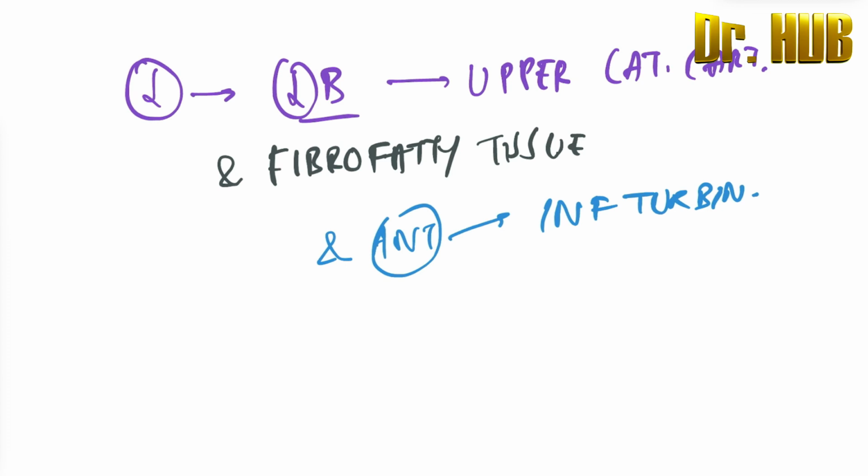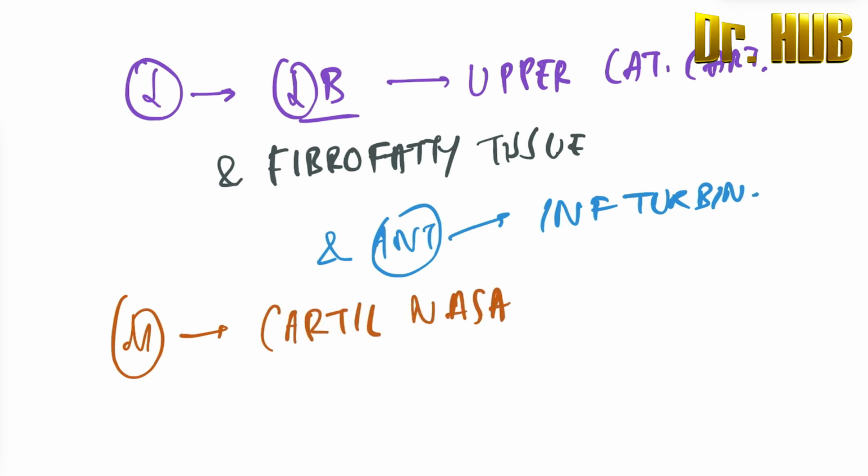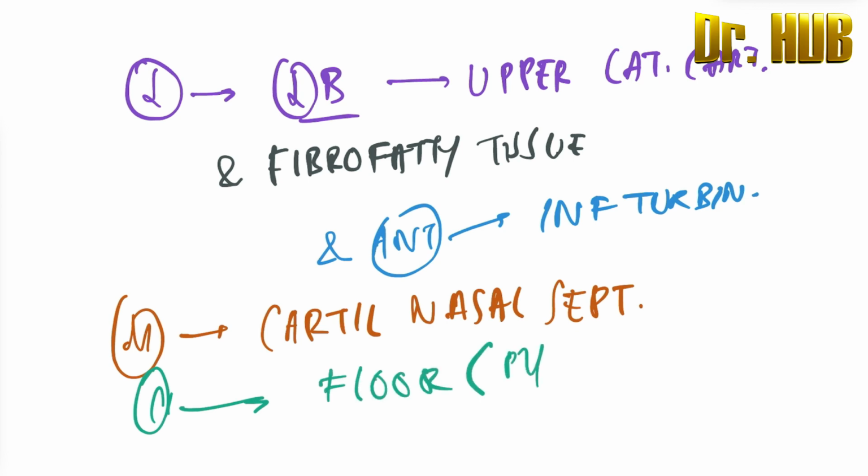inferior turbinate. Now medially it includes the cartilaginous nasal septum. And what is included caudally? Caudally it includes the floor, the floor of the pyriform aperture. So medially it was the cartilaginous nasal septum, and caudally it will be the floor of the pyriform aperture.